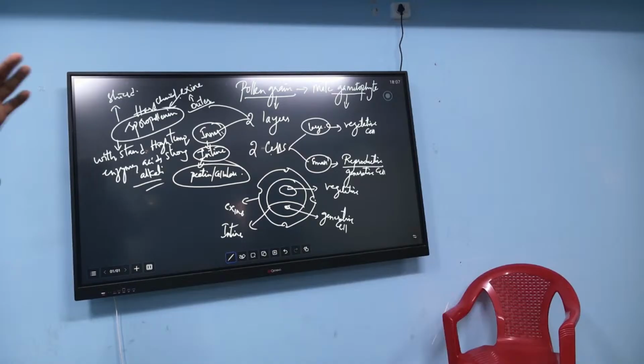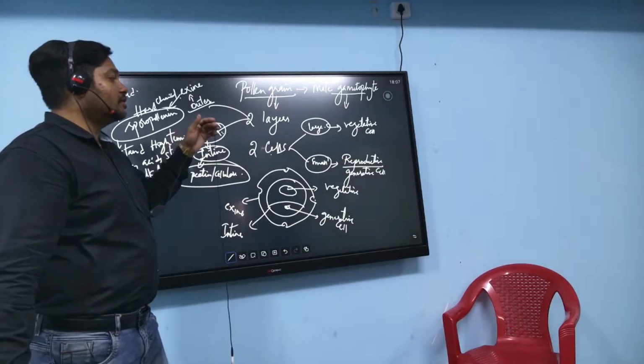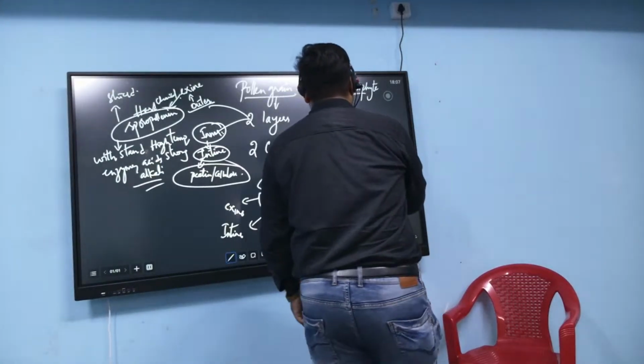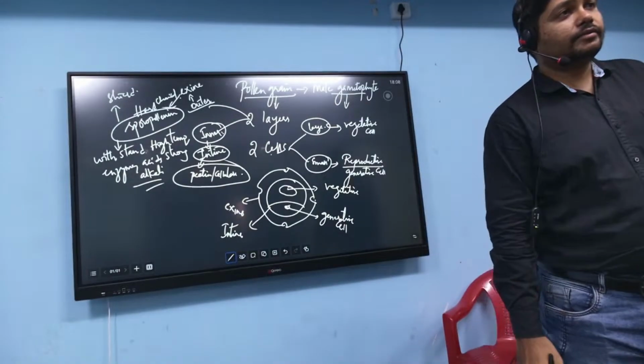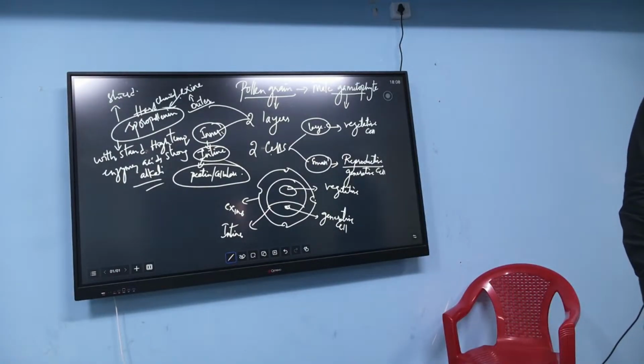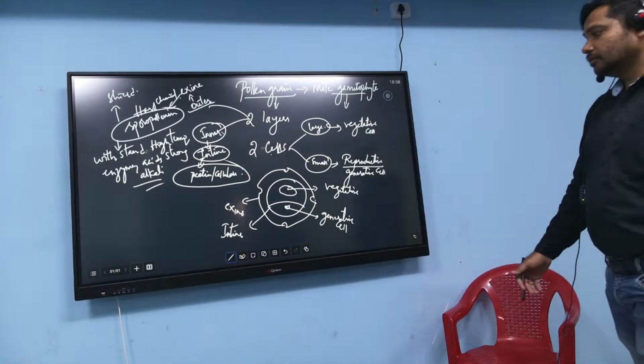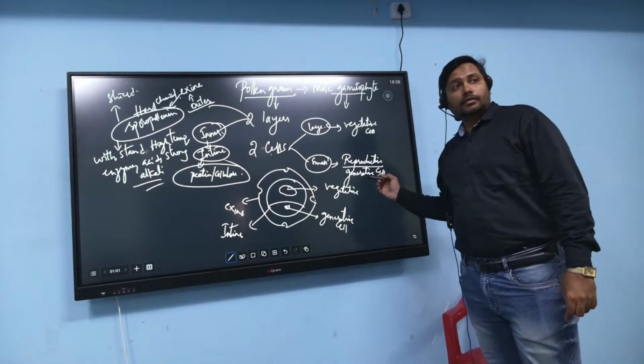Here the question arises, why are these two cells found in the male gametophyte, the vegetative cell and the generative cell? Can anyone tell me? The function of the male gametophyte is to produce gametes. No, which cell will produce the gamete? Will the vegetative cell produce it or the reproductive cell?